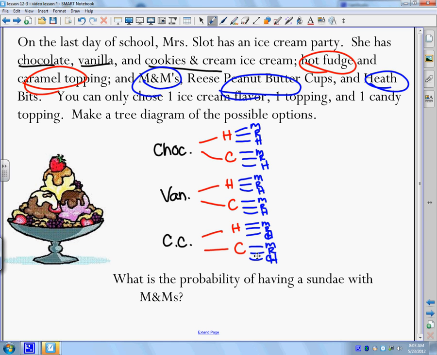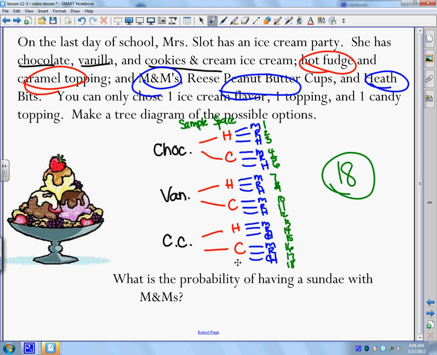This is my sample space right here. The tree diagram is the sample space. This lists every single sundae you can make. So you count up the last column. So then I count 1, 2, 3, 4, 5, 6, 7, 8, 9, 10, 11, 12, 13, 14, 15, 16, 17, 18. So there's 18 possible sundaes that I could have.